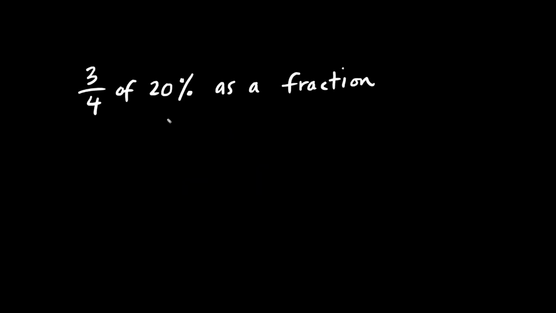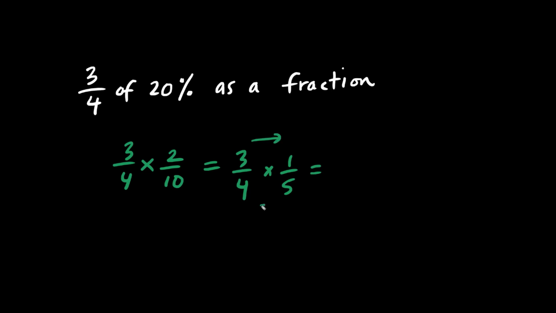What is 3/4 of 20% as a fraction? 3 over 4, "of" means multiplied. 20% is 2 out of 10, an equivalent expression. We can reduce. 3 over 4 multiplied by 2 over 10 is the same thing as 1 over 5 if you divide top and bottom by 2. And we now multiply across. 3 times 1 is 3, and 4 times 5 is 20. So this here is your reduced fraction.